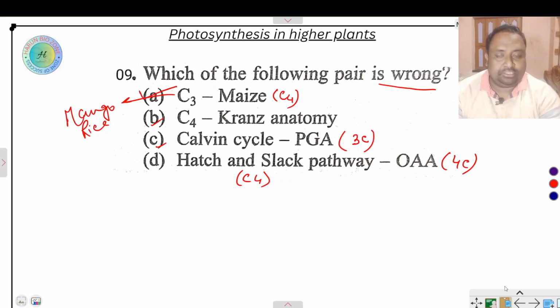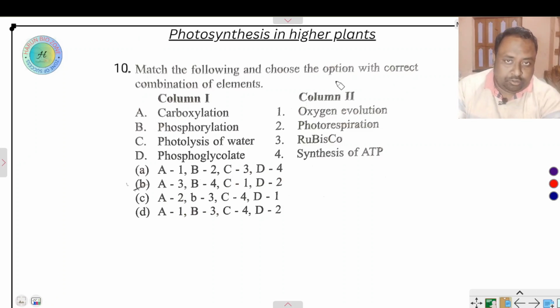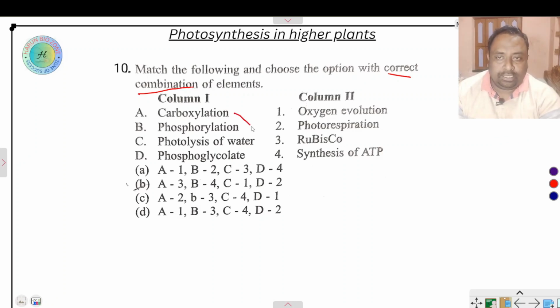Next question, match the following and choose the option with correct combination of element. Carboxylation means fixation of CO2 in the presence of Rubisco enzyme. And in case of C4 plant, Rubisco and phosphoenol pyruvate carboxylase. Phosphorylation. Phospho means phosphate group. Lysis means attach, addition of phosphate to ADP is called phosphorylation. The phosphorylation means synthesis of ATP.